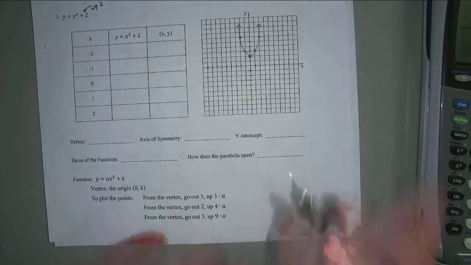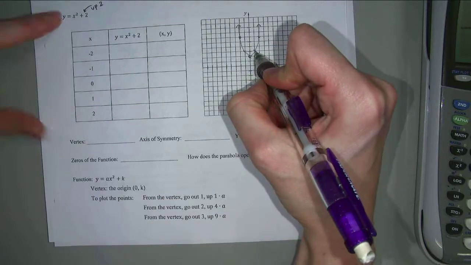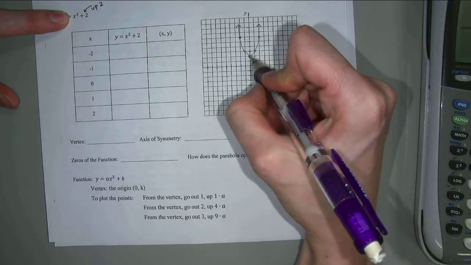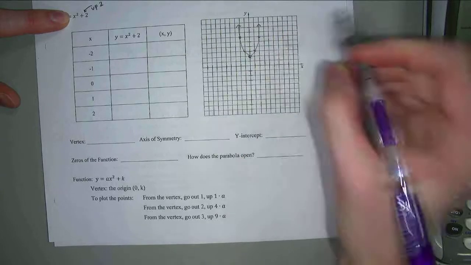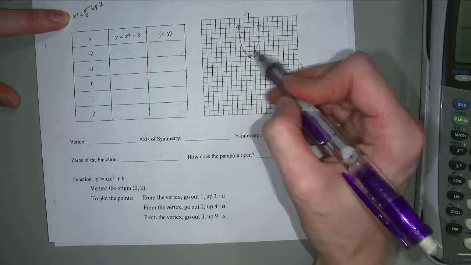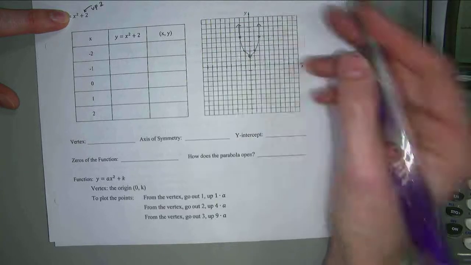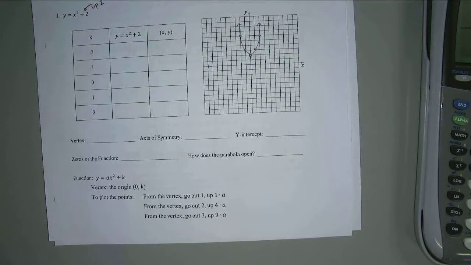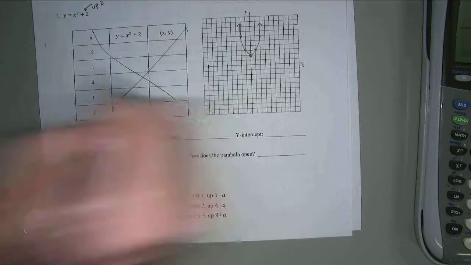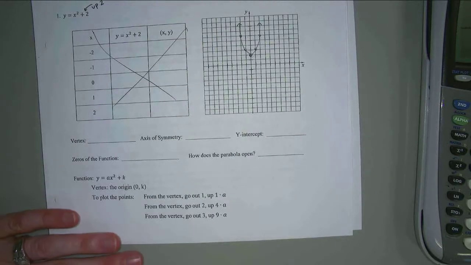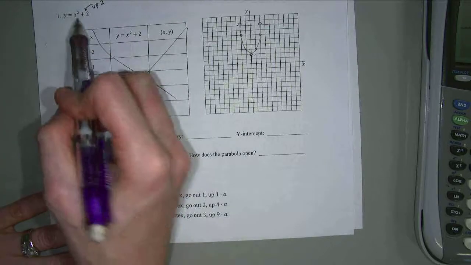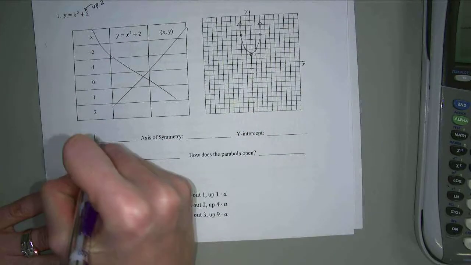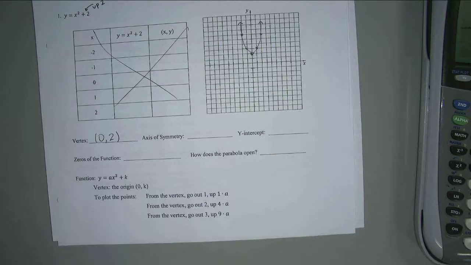So you always go over 1, up 1 times A, but in this case our A is just 1. So we went over 1, up 1, and then we went back to our vertex and went over 2, up 4 in either direction. And we just graphed our parabola. And we didn't even have to use this at all, right? What's our vertex now? Well, we kind of just discovered. When we were shifting that up 2, our vertex is now going to be (0, 2).